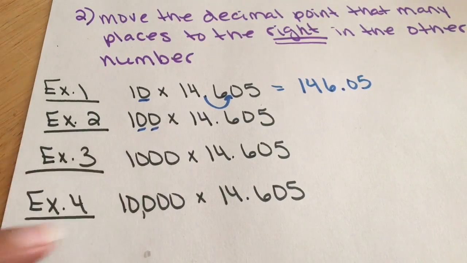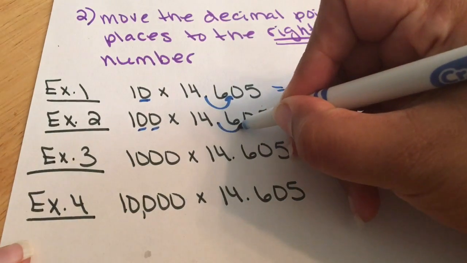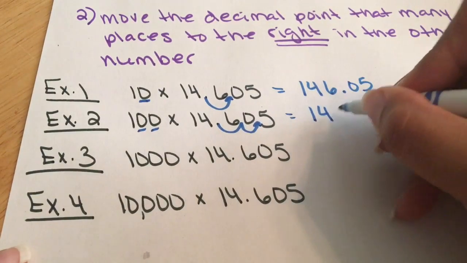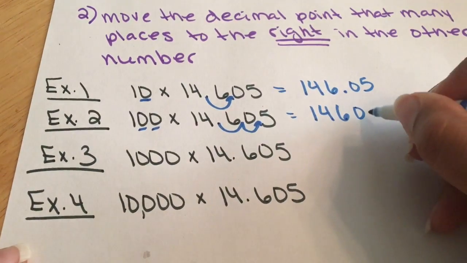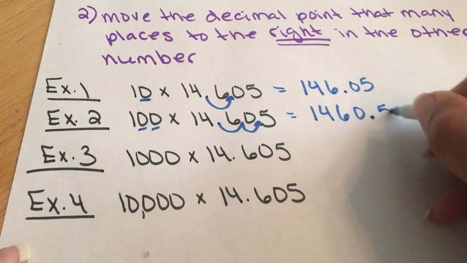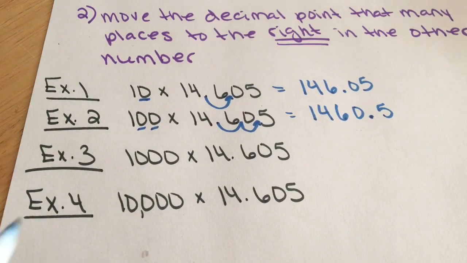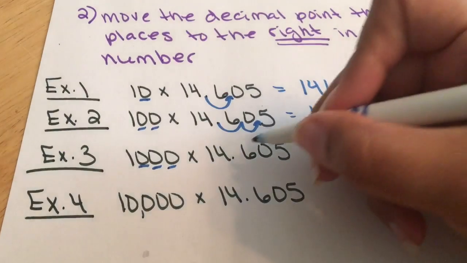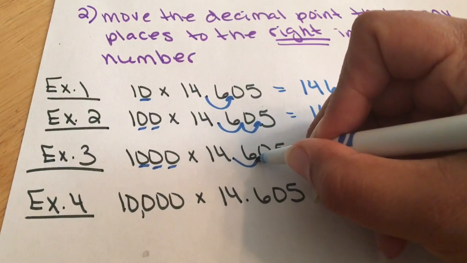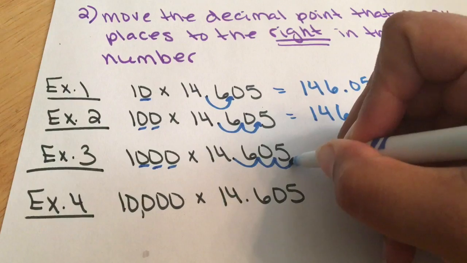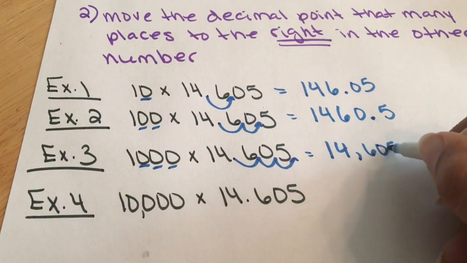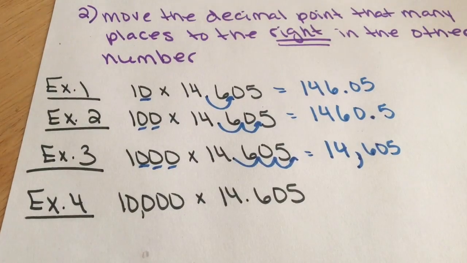On example 2, we have 100 times that same 14.605. Since there are 2 zeros, we're going to move our decimal 2 places to the right, and we end up with 1,460.5. In example 3, we have 1,000, which has 3 zeros, so it means we're going to move the decimal 3 places to the right. And we end up with 14,605.